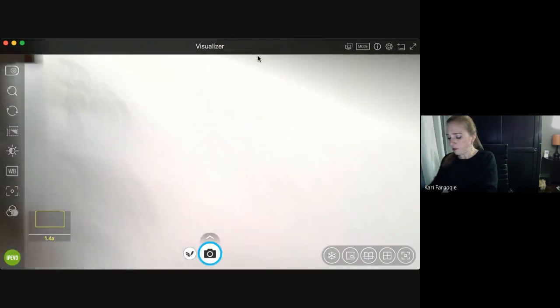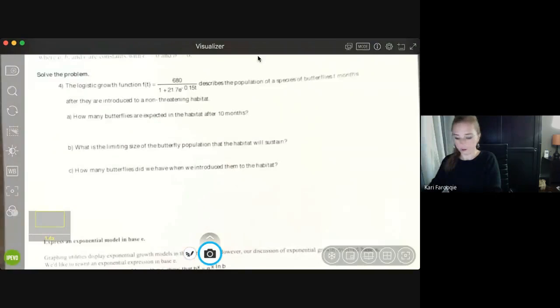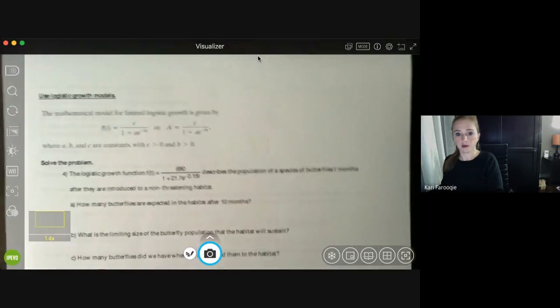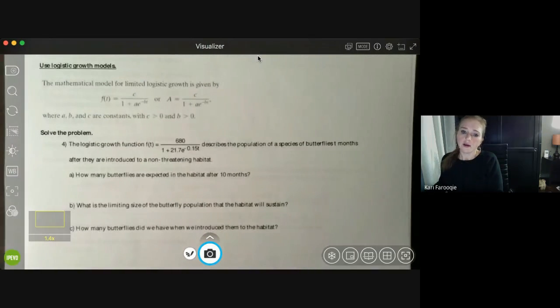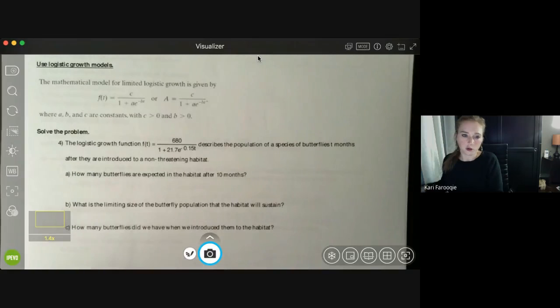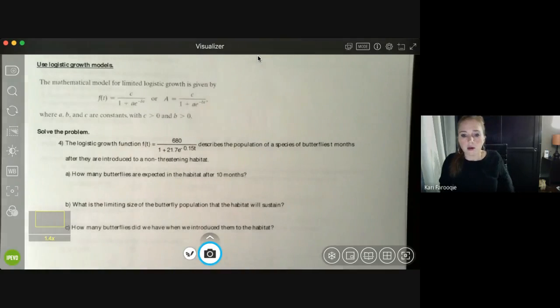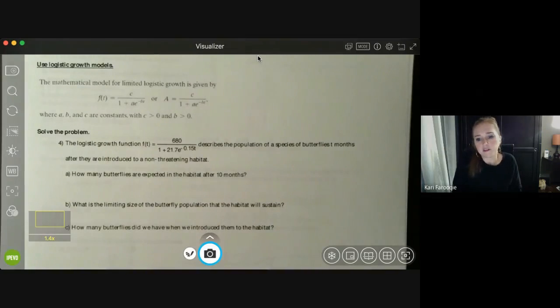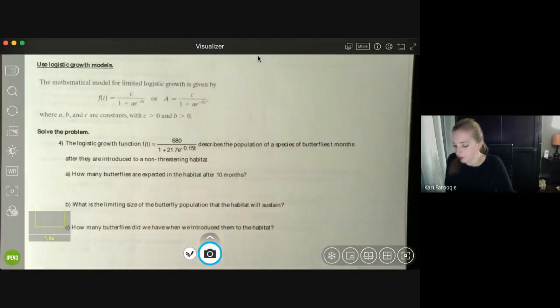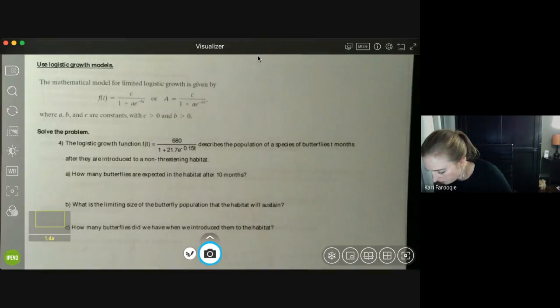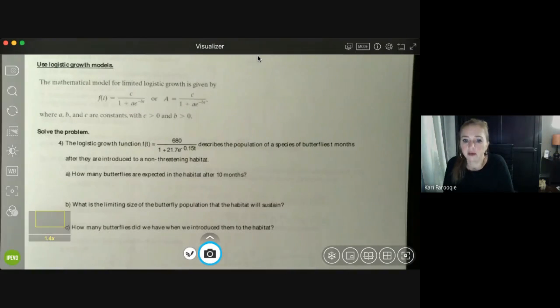The last thing we're going to talk about in 4.5 is a logistic growth model. Sometimes I skip this. It's pretty short though, so I figure we might as well talk about it. It's not something you're going to see a whole lot, but you might see it again. So skipping it would maybe not be the best idea. The mathematical model for limited logistic growth is given by A equals C over 1 plus A e to the negative BT. A, B, and C are constants such that C and B are positive.